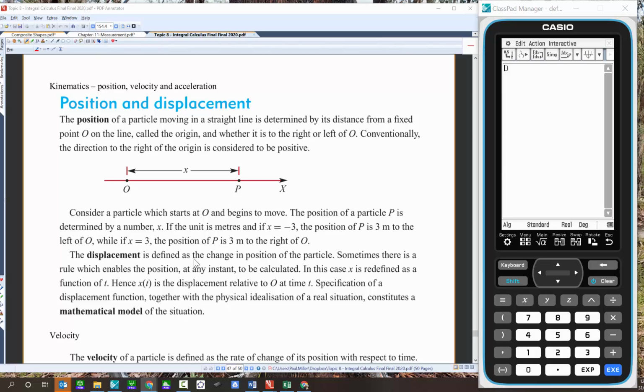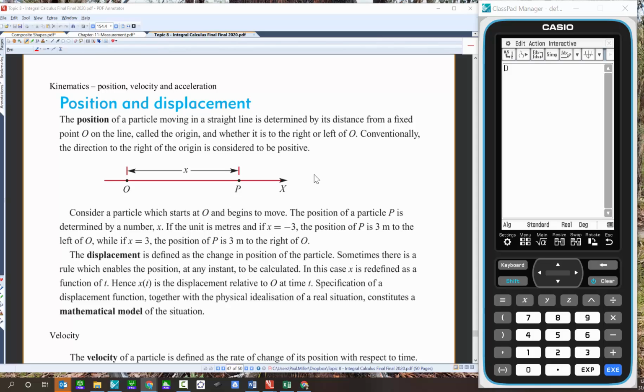Now, the displacement is defined as the change in position of the particle, and sometimes we can develop a rule for that. I've always used the example of me moving in a class. Say I move to the front of the class, and all I do is move in a straight line, left or right of the whiteboard. I plant myself, like the origin is the middle of the whiteboard at the front of the class, and I either move to the left or the right. Now, you might notice that I move in exactly the same way every single day that I teach the class.